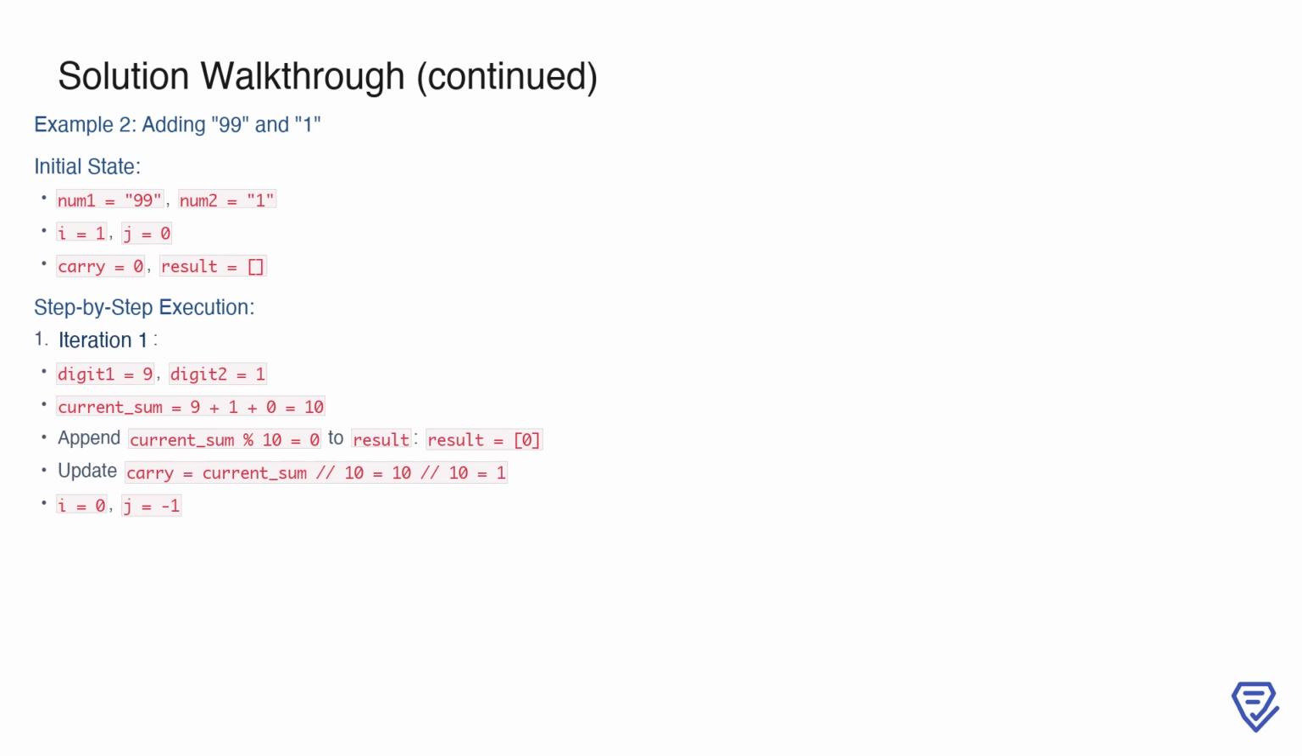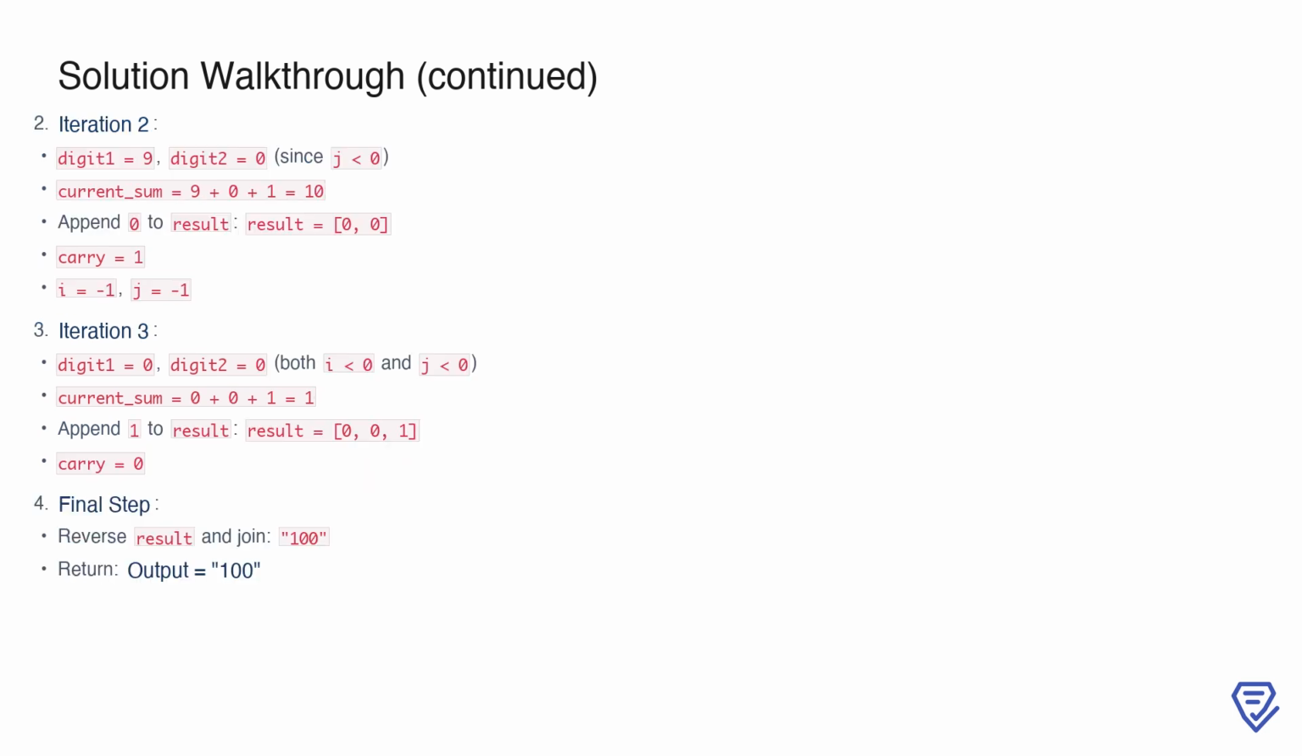Their sum, along with the carry, is 10. We append the remainder, 0, to the result, making it 0, and update the carry to 1. The pointer i moves to the previous digit in number 1, while j goes out of bounds since number 2 only has one digit. In the second iteration, digit 1 is 9 from number 1, while digit 2 is treated as 0 because j is out of bounds.